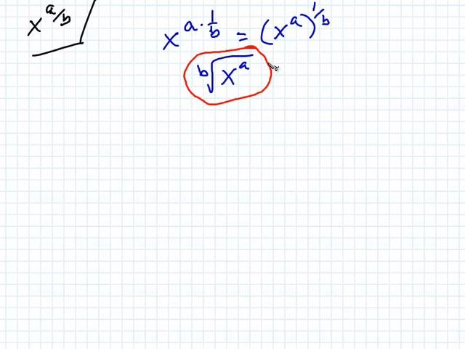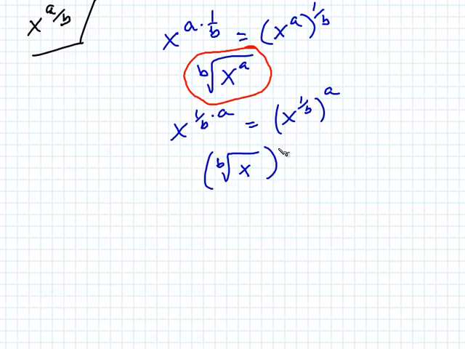But there's a different way we could have done this. Instead of saying a times 1 over b, I could write 1 over b times a. In other words, I could write these two factors in reverse order. And that's the same as x to the 1 over b raised to the a power. Well, we know what x to the 1 over b is. That's the bth root of x. And we can take that to the a power.